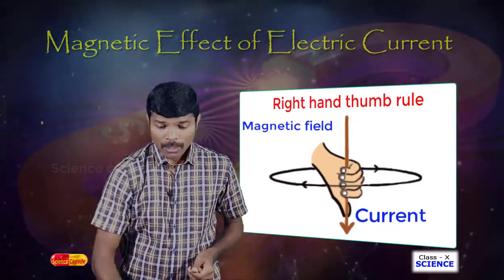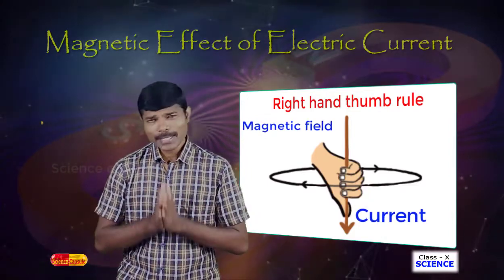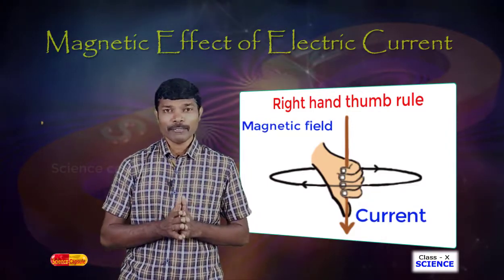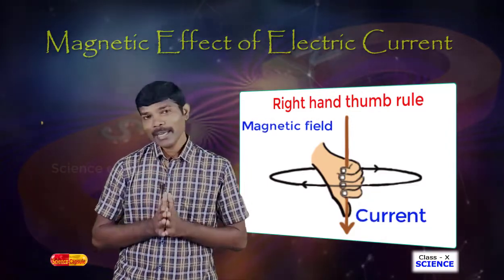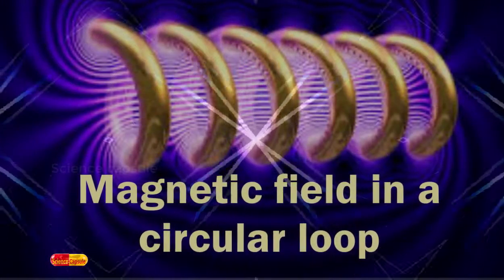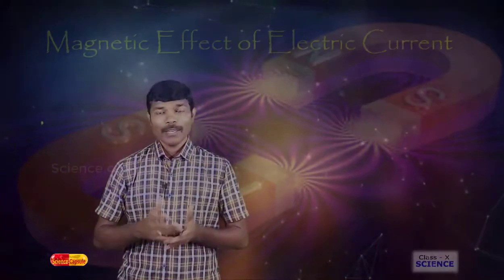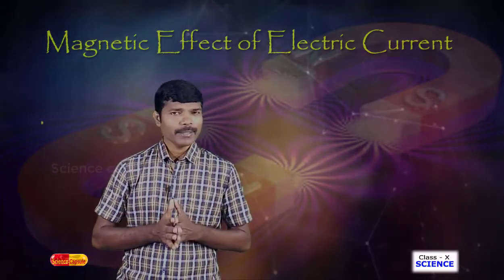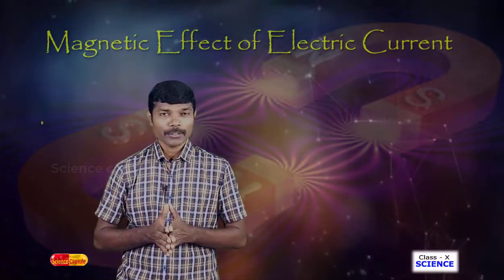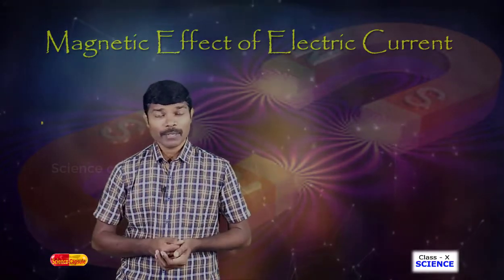So by using the right hand thumb rule we can easily find the direction of the magnetic field in a straight current carrying conductor. Understood, children? If the current carrying conductor is straight, then it is very easy to find the direction of the magnetic field by using the right hand thumb rule.